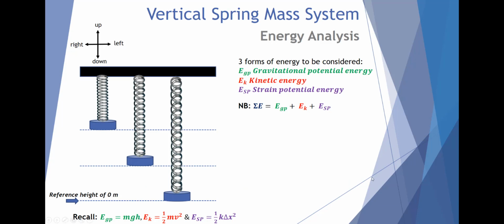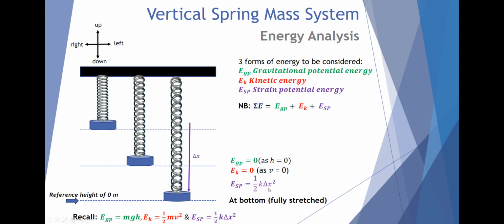Finally, at our third and final position, at the bottom, where the spring is fully stretched, we have h of 0. We've reached our reference point, so there's no gravitational potential energy. The object has stopped moving at this instant, so the speed is 0, and we have no kinetic energy. The spring has been fully stretched at its maximum distance, delta x. So at this point, we do in fact have a large amount of elastic strain potential. So at the bottom, when it's fully stretched, the total energy in the system is purely the strain potential energy of the spring, a half k delta x squared.